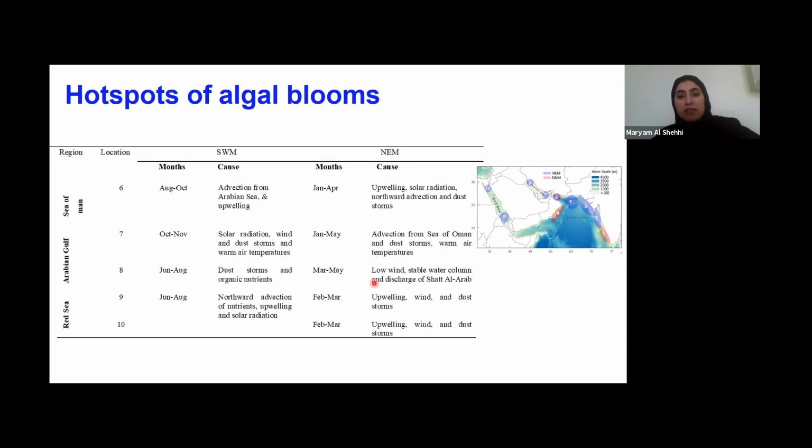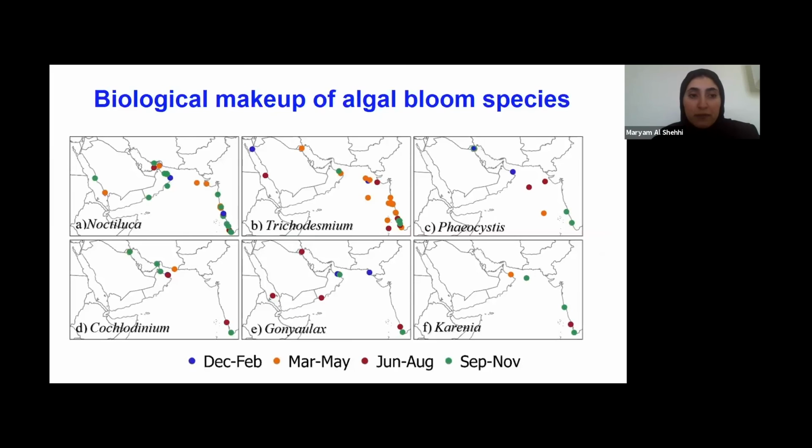And we found that basically the Arabian Gulf blooms, which happen in the winter, 50% of them are because of the advection from the Sea of Oman. They have not really grown inside the Gulf water, but have been transported from the Sea of Oman. And if we look at the type of species that cause the blooms, the list is big, but the most common species that we found are Noctiluca and Trichodesmium, in addition to other species.